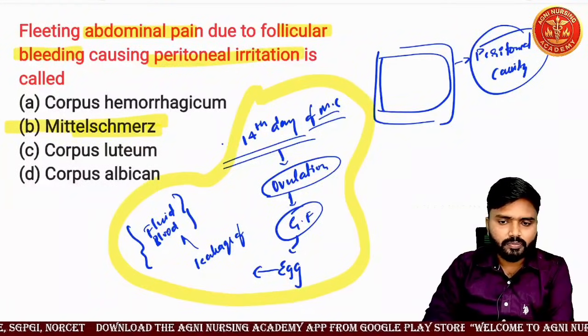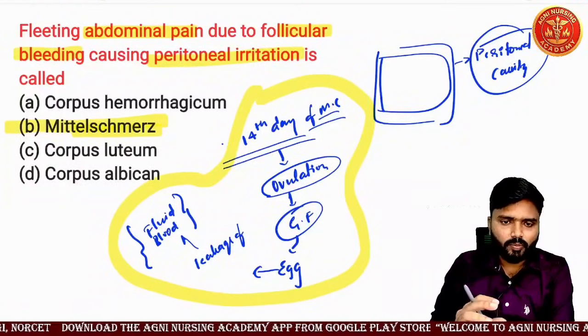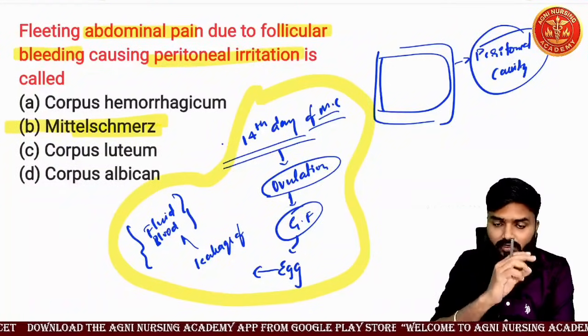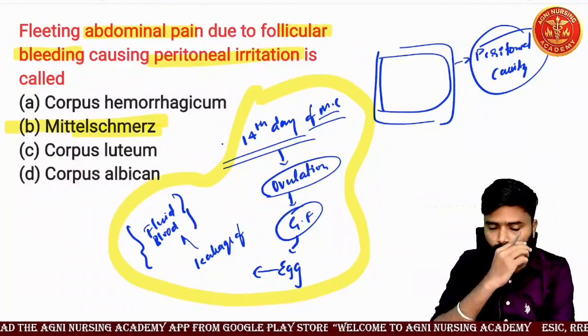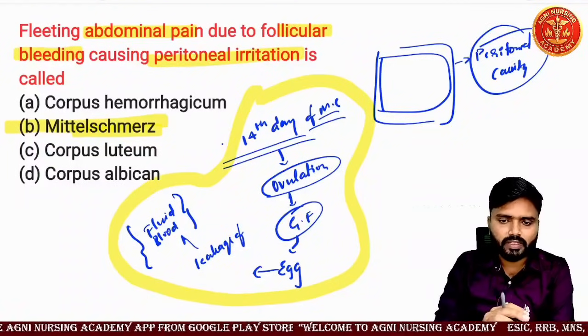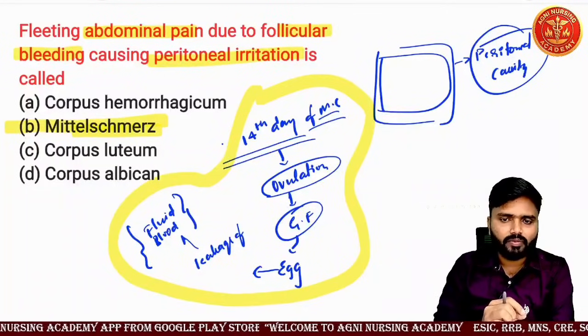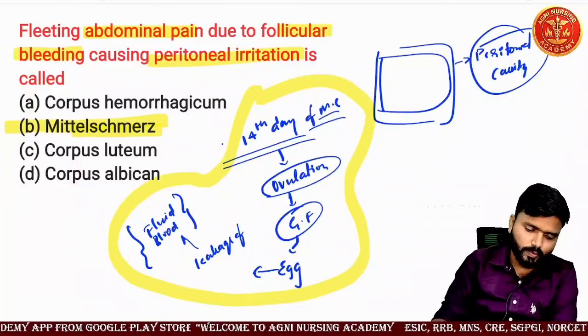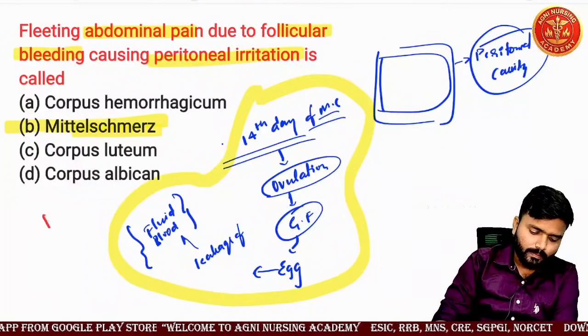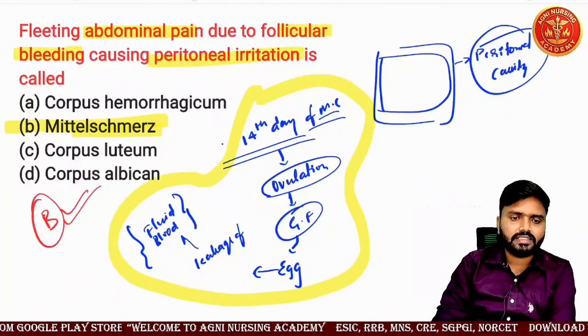Why does this Mittelschmerz pain come? On the 14th day, ovulation happens. Due to the rupture of the Graafian follicle, there is leakage of some fluid and blood. That fluid and blood cause irritation to the peritoneal cavity. So this is very, very important. And here option B is the right answer for this question.